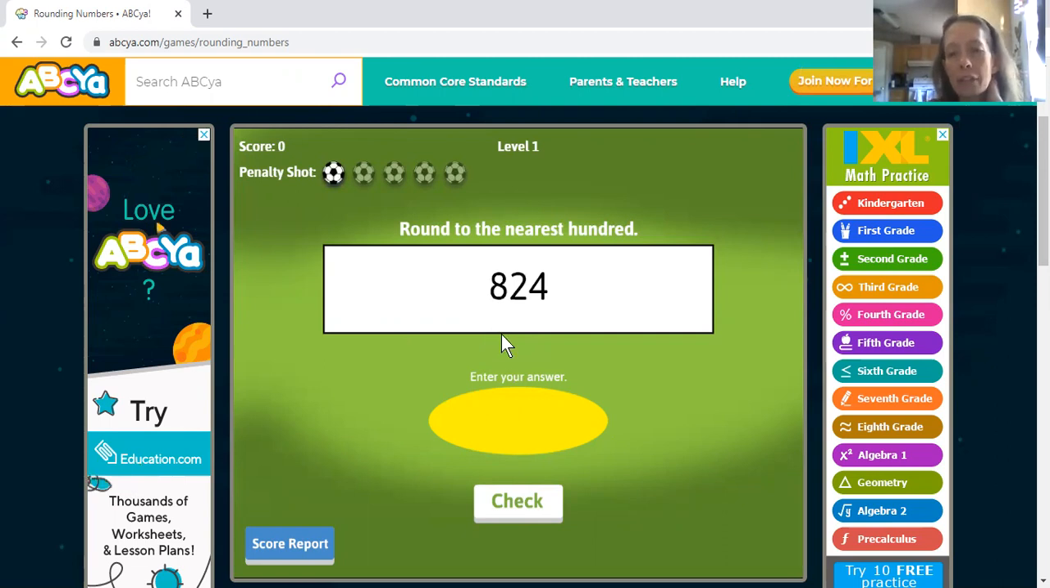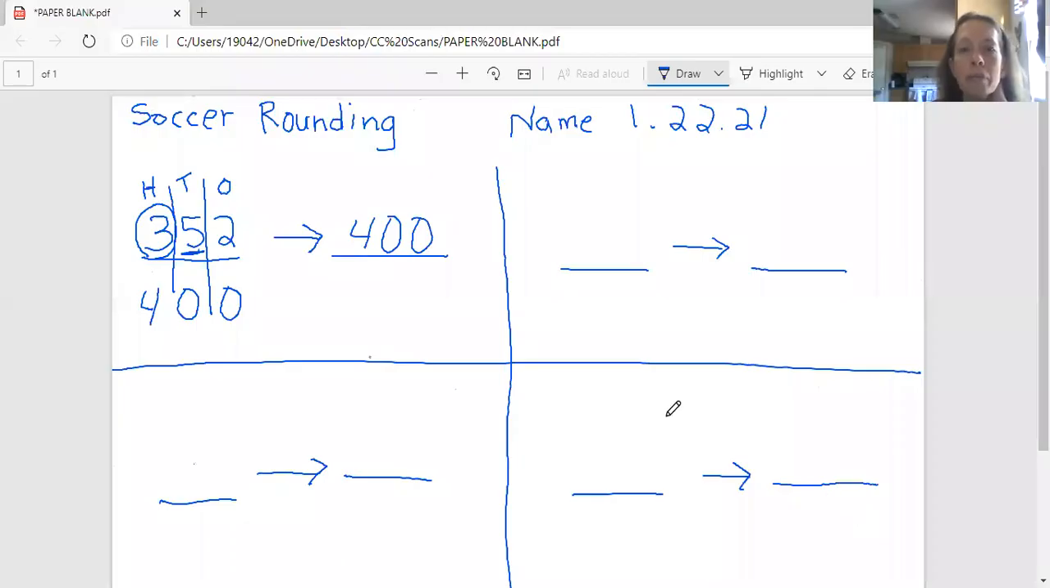824. 824 is, remember, 8, 2, 4. We've got an 8 in the hundreds place, a 2 in the tens place, a 4 in the ones place, and it's asking us to round to the nearest 100. So let's put that over on our paper. Bring our new share back. Here's our paper. Come back to it.